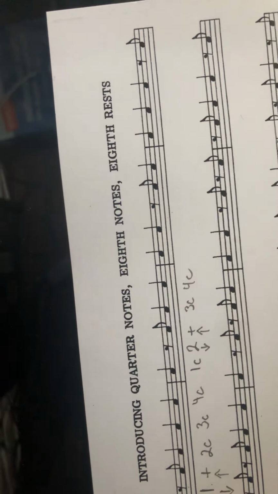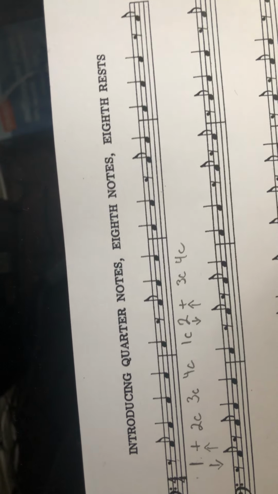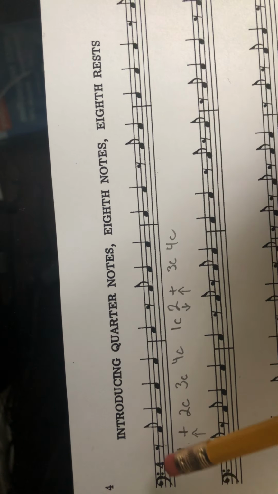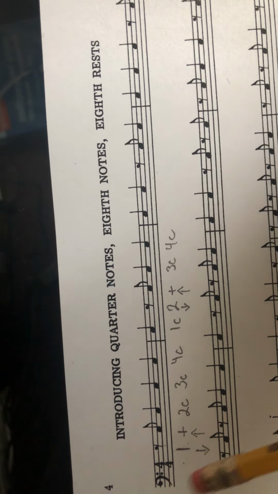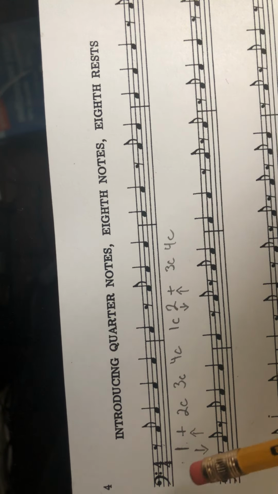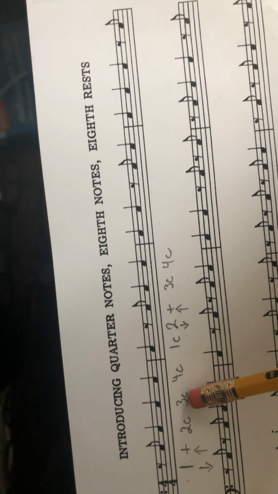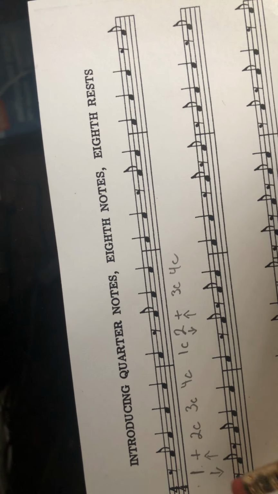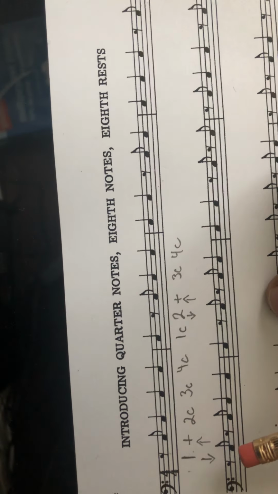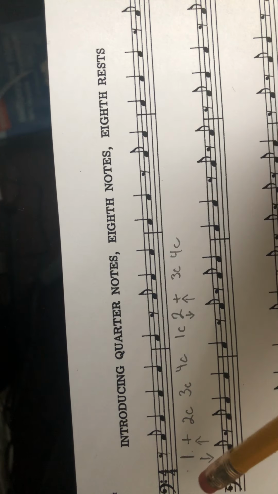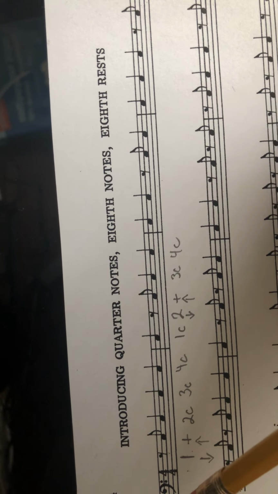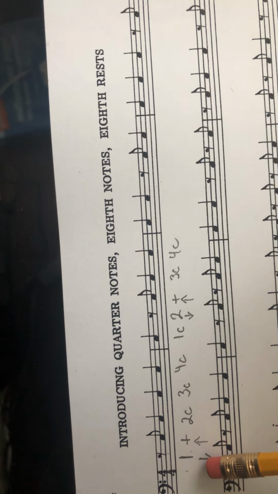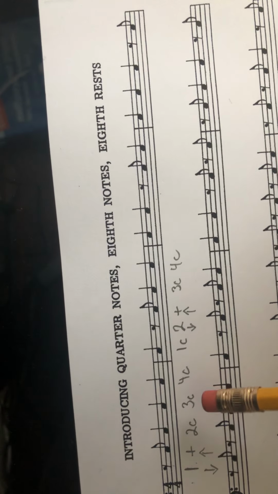Okay. Some people count it like this. 1, 2, 3, 4. 1 and 2 and 3 and 4 and. Okay? But some people can get confused like that, so if you can understand it like this, just count it like this. 1, 2, 3, 4. 1 and 2, 3, 4.